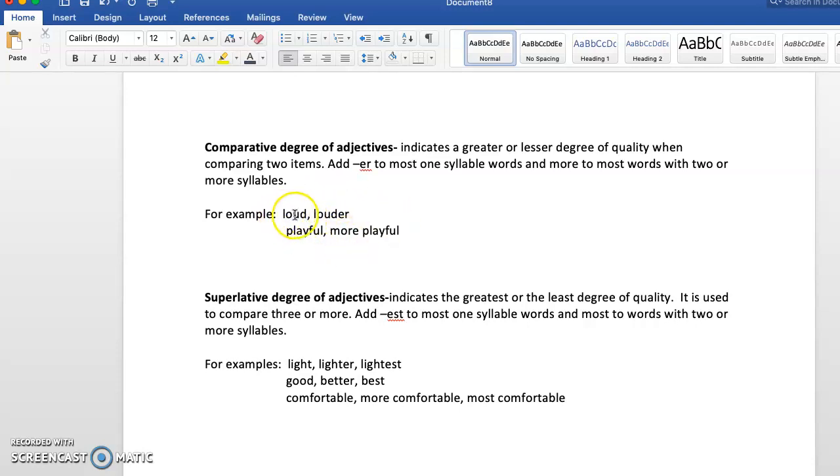But if we have a one-syllable word like loud, we're going to make it louder because it's one syllable and add an ER. Playful, because it has two syllables, we would not say playfuler, we would say more playful.